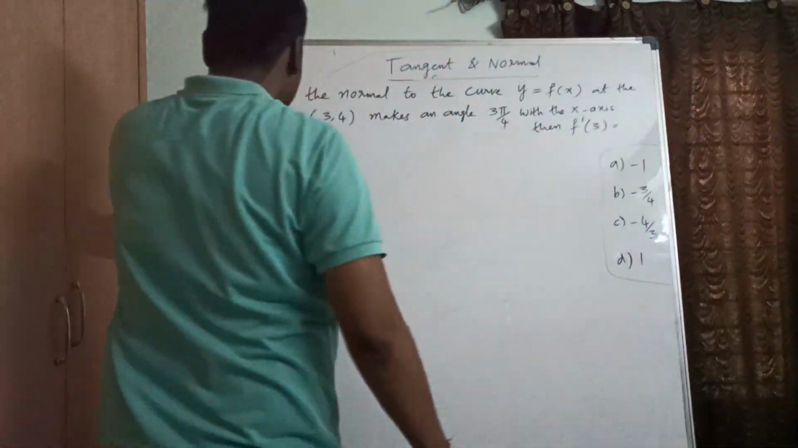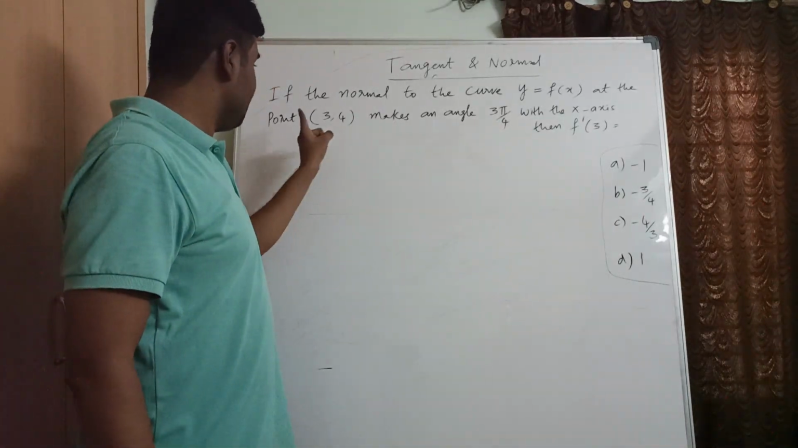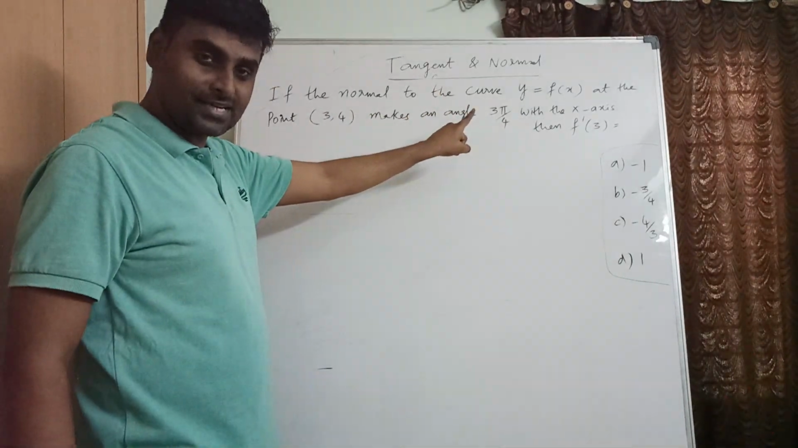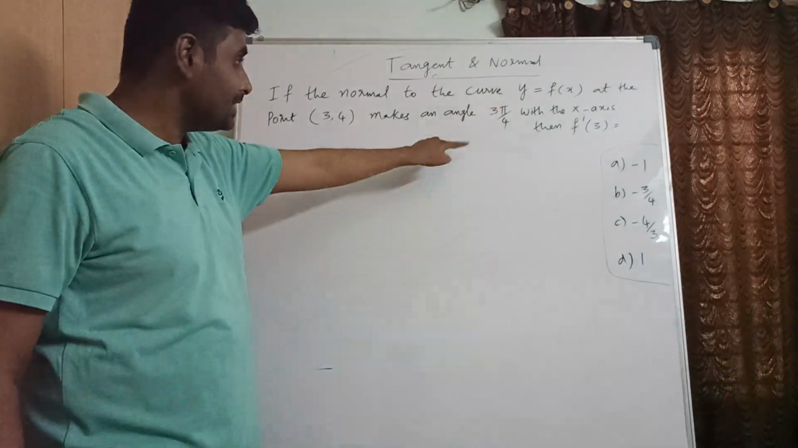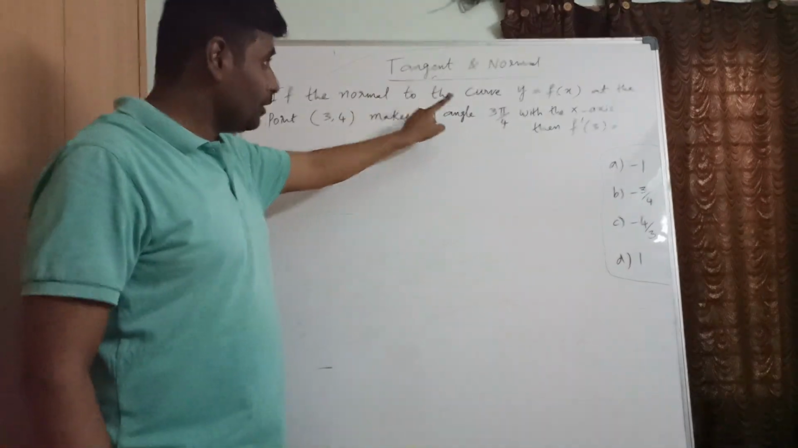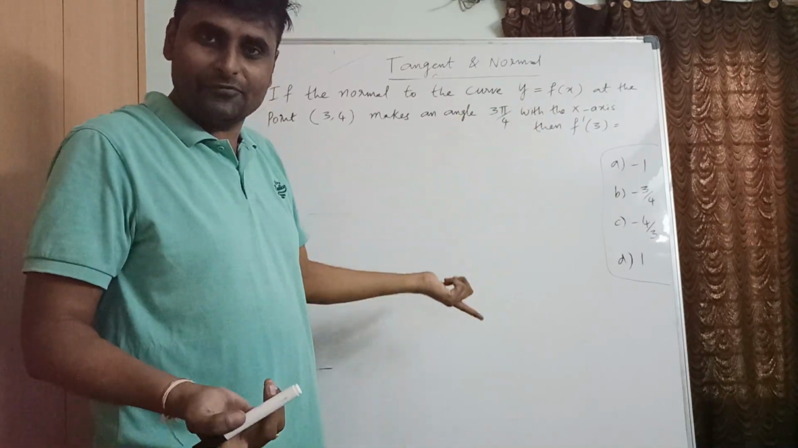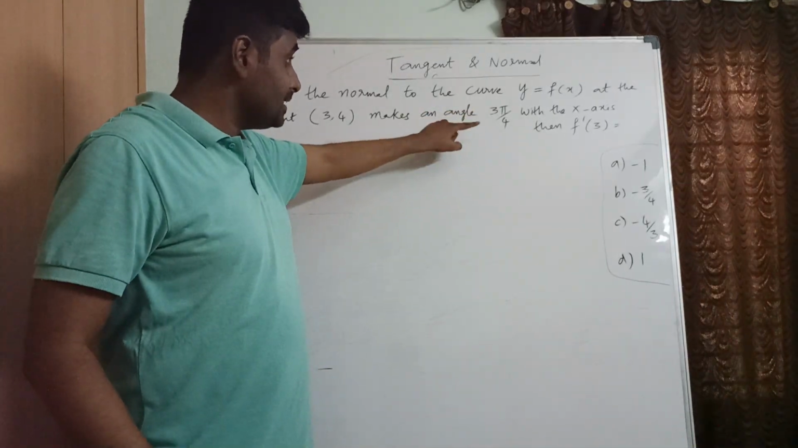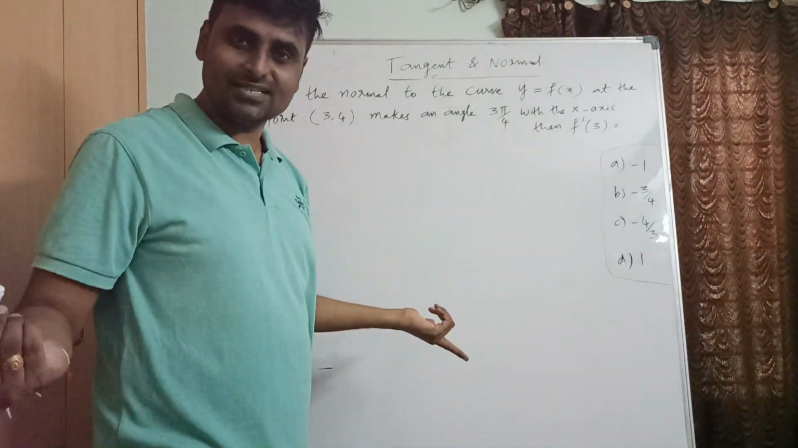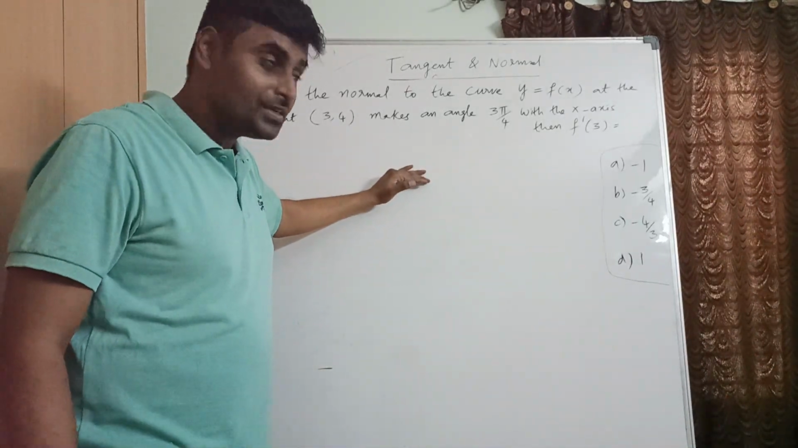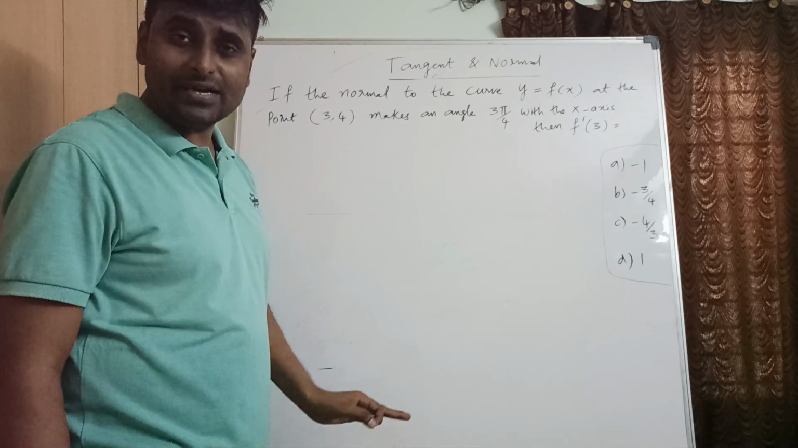Now let us look at this problem. If the normal to the curve y equal to f of x at the point 3, 4 makes an angle 3 pi by 4. Whenever the normal is making 3 pi by 4 with the x-axis, what about the inclination of the tangent? Pi by 4. Whenever the tangent makes pi by 4, what is the slope? 1. So 1 is the answer. That's it. If you can understand this problem, solving is very easy. It will not take even 20-25 seconds.